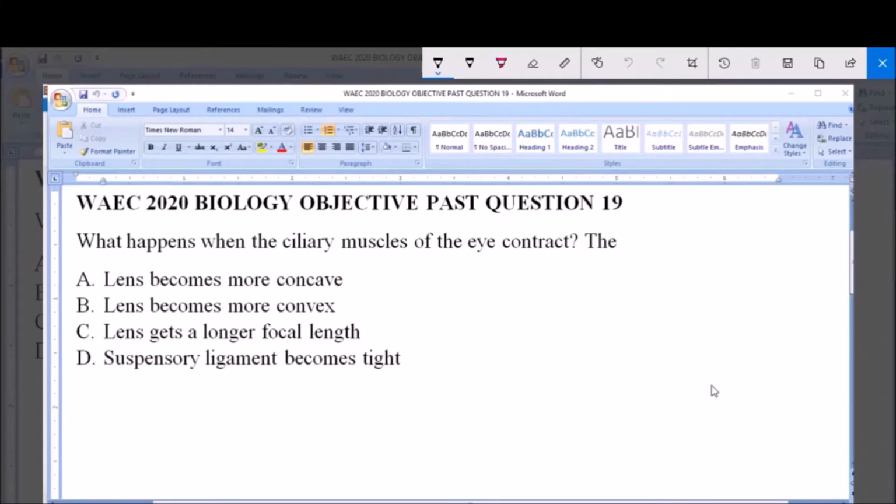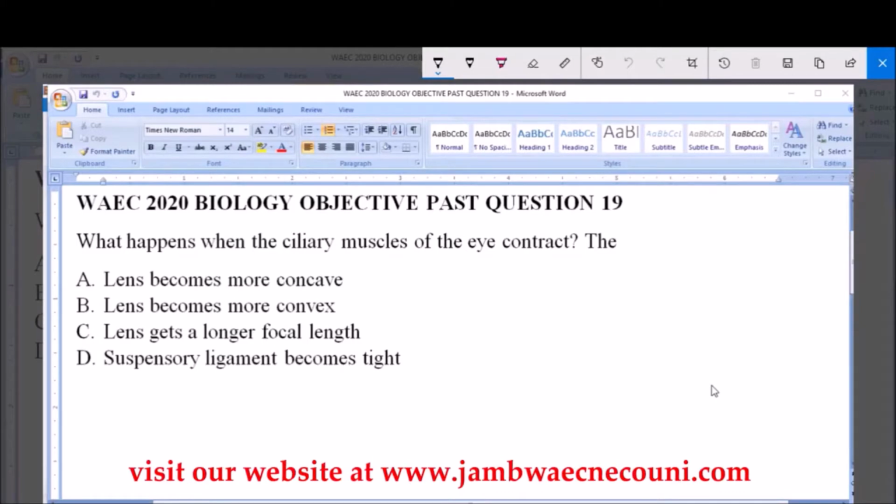What happens when the ciliary muscles of the eye contract? A. Lens becomes more concave. B. Lens becomes more convex. C. Lens gets a longer focal length. D. Suspensory ligament becomes tight. So what this question is asking is the function of the ciliary muscles of the eye.